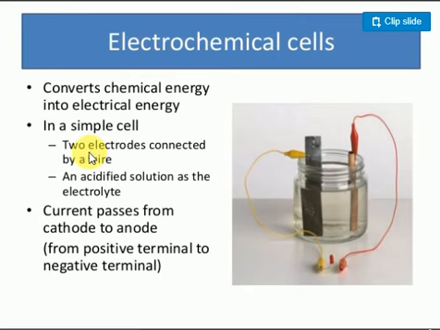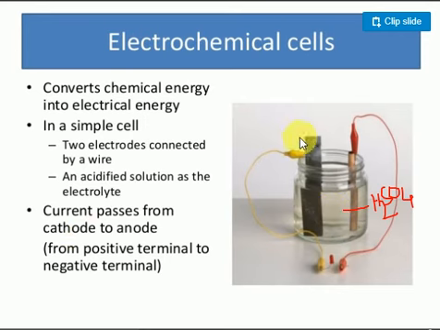An electrochemical cell converts chemical energy into electrical energy. In a simple cell, two electrodes are connected by a wire. Next, an acidified solution acts as the electrolyte. Whatever solution is taken, they add a small amount of acid only, either sulfuric acid or whatever acid they use. That is why it is mentioned as acidified. Acids act as electrolytes and increase the conducting capacity. Clear?